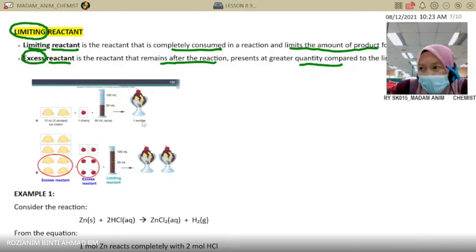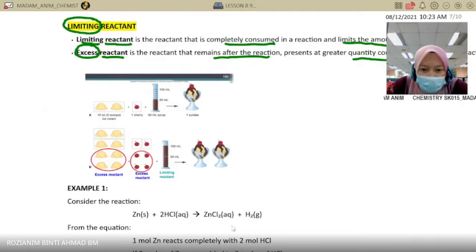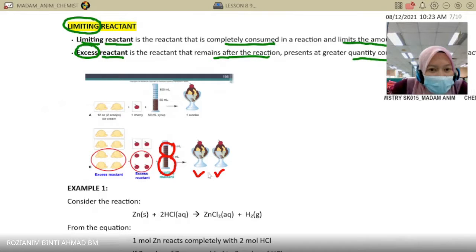Macam cerita kita nak buat aiskrim ni, you boleh go through. Kenapa kita hanya dapat buat 2 sahaja aiskrim? Siapa limiting reactant kita? Limiting reactant kita adalah sirap. Kenapa? Sirap ini kita hanya boleh buat 2 kali sahaja. 1 sirap, 2 sirap. So maksudnya 2 aiskrim sahaja boleh dibuat. So siapa excess? Cherry dengan aiskrim. Okay? So tak apa, yang tu adalah analogi.